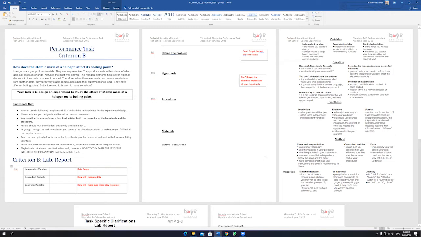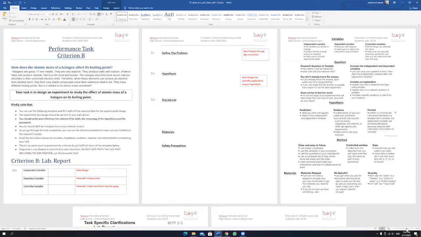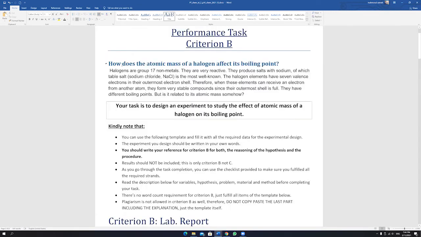So first of all, we start by defining the idea of the performance test. The question is, how does the atomic mass of a halogen affect its boiling point? Halogens, as known, are group 17 in the periodic table. They are non-metals. They're found exactly before the noble gases. The first element in it is fluorine.